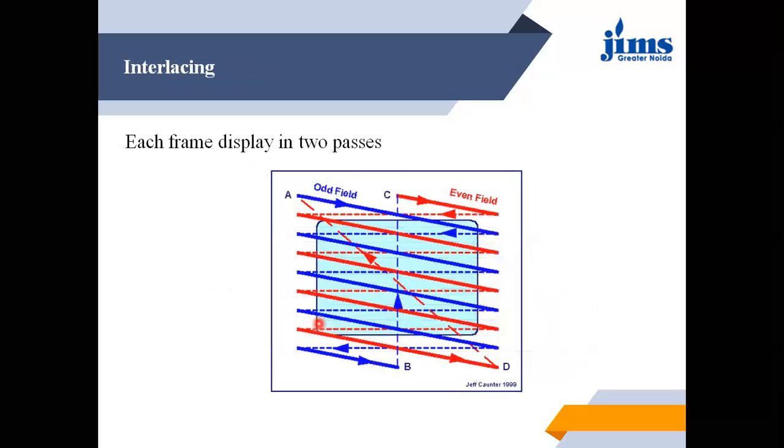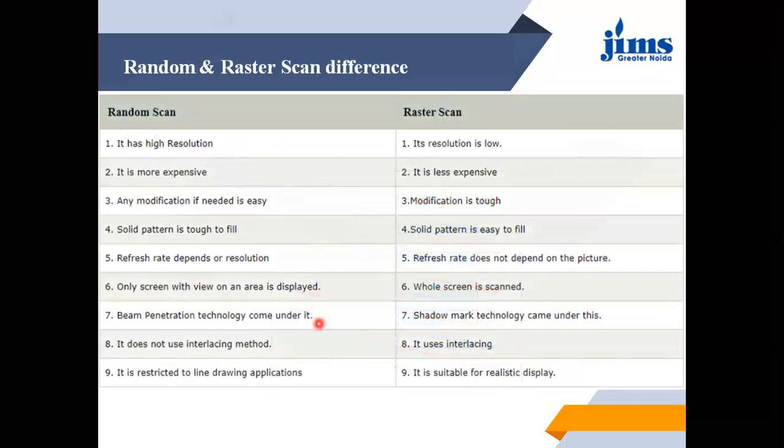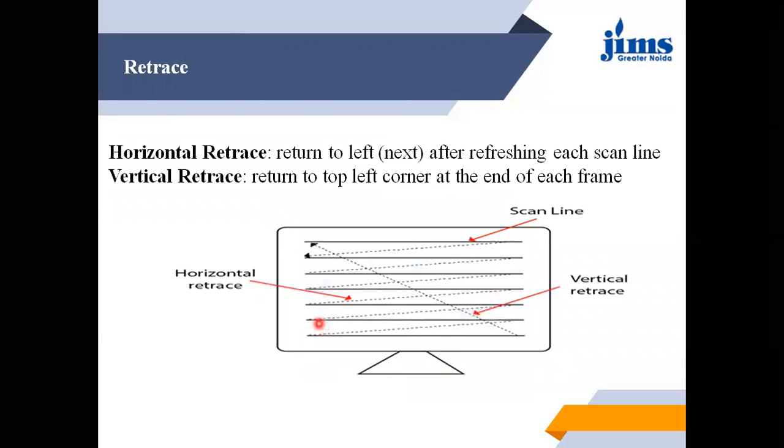Now I think only two things are left. Yes, we will complete it today. So horizontal retrace and vertical retrace, we discussed earlier. When the electron beam shifts from right to left to the next scan line, this is called horizontal retrace. And when the electron beam sweeps from the last scan line to the first scan line, it is called vertical retrace.